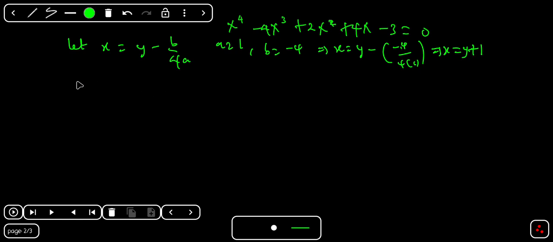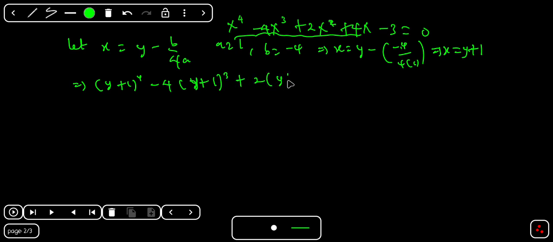So the next thing we are going to do is to substitute x to be y plus 1 in this equation. So we're going to have y plus 1 raised to the power of 4 minus 4 into bracket y plus 1 raised to the power of 3 plus 2 into bracket y plus 1 raised to the power of 2 plus 4 into bracket y plus 1 minus 3, then everything will be equal to 0. So we expand y plus 1 raised to the power of 4.